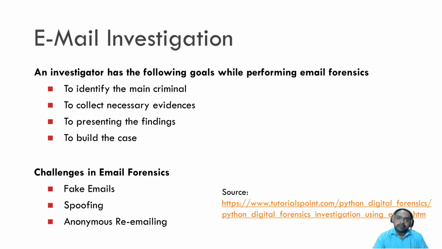We have already seen the fake emails, and I have already discussed spoofing. So in anonymous re-emailing, what happens is that some emails are being randomly sent from the server side. So it's a configuration problem at the ISP or at the email server. So you need to check the email server and make appropriate settings, and you can avoid anonymous re-emailing. If you want more information, then you can go to the URL specified on this slide.